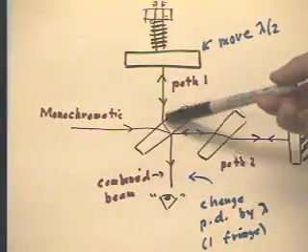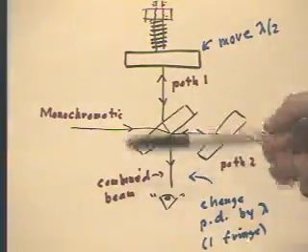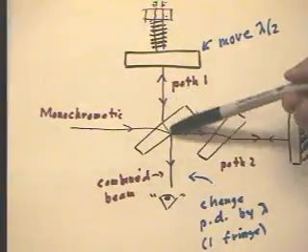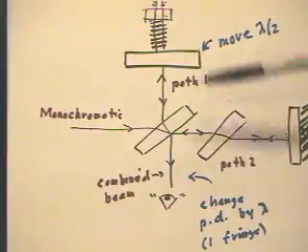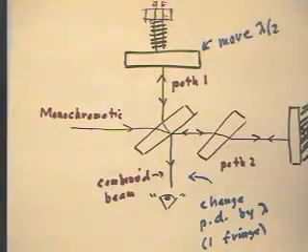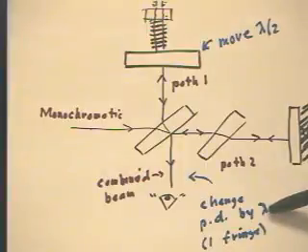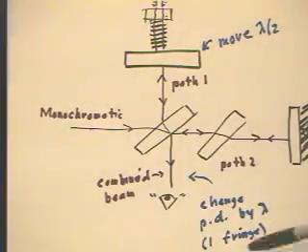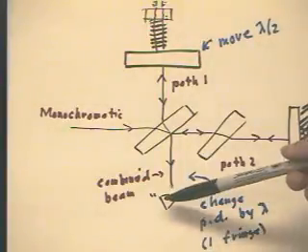Now, part of the beam has traveled path 1, part has traveled path 2. Presumably, there's a difference in these path lengths, and if there isn't, there will be as soon as you turn this screw. As you turn the screw, you change the path difference. Every time you change the path difference by 1 wavelength, you get 1 fringe.